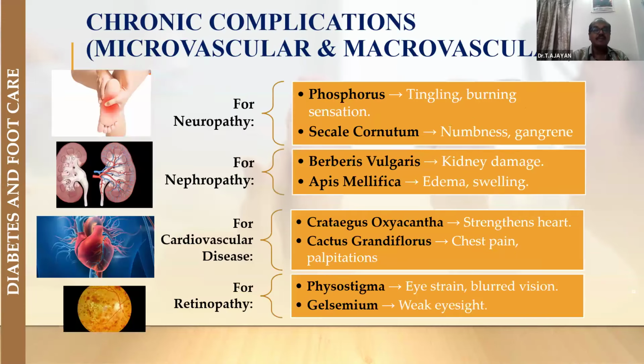For chronic complication neuropathy, you think of Phosphorus and Secale cornutum. Secale cornutum, for numbness with gangrene. For nephropathy, Berberis vulgaris and Apis mellifica. For cardiovascular disease, Crataegus and Cactus grandiflorus. For retinopathy, Physostigma and Gelsemium.